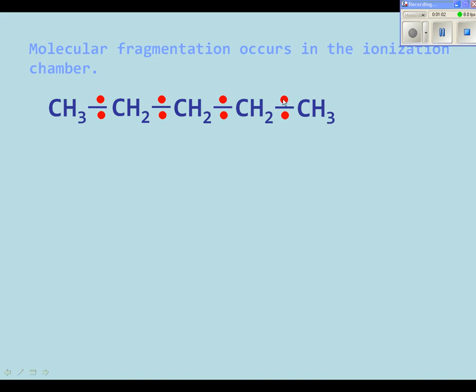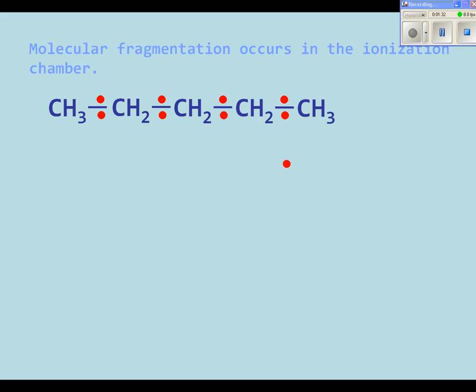Now, if the electron stays with the methyl group, the butyl group becomes an ion because its electron has been knocked out. If the electron stays with the butyl group, then the methyl becomes a fragment ion. Whichever ion forms, that's then attracted to the next stage in the mass spectrometer, the acceleration region, and eventually goes through the mass spectrometer, appearing on the detector as a spike on a graph.